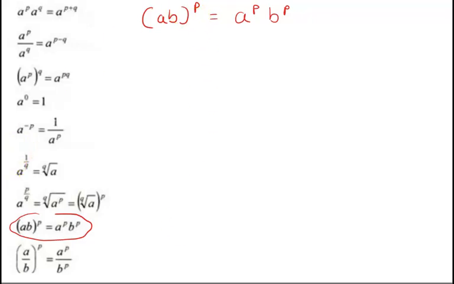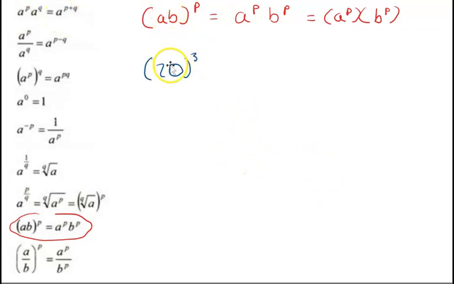The next rule: ab raised to the power of p is equal to a to the power of p multiplied by b to the power of p. Now, two things stuck together in maths means multiply. So we know that this really means a to the power of p multiplied by b to the power of p. Be careful here because we are not multiplying powers with the same base. A and b are not the same, so it is not this first rule. Just be very careful there.